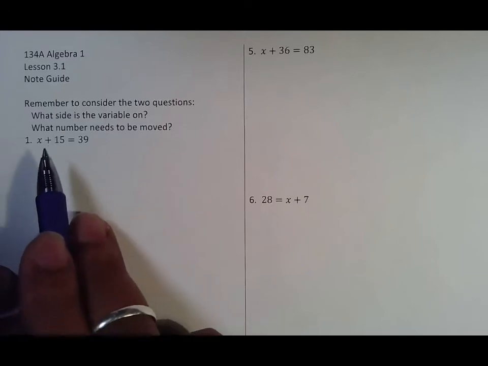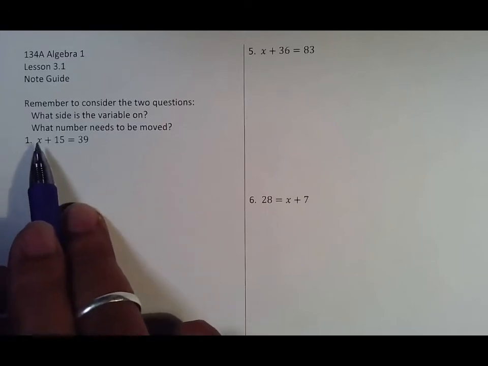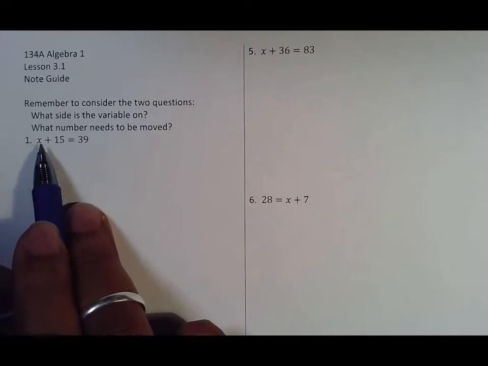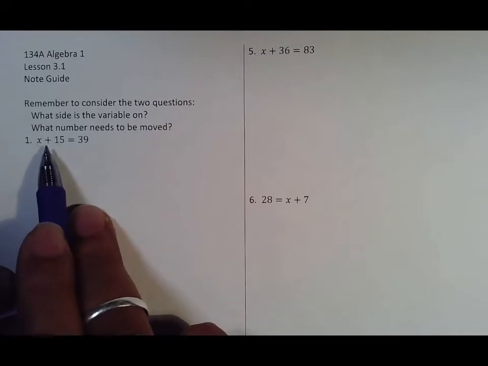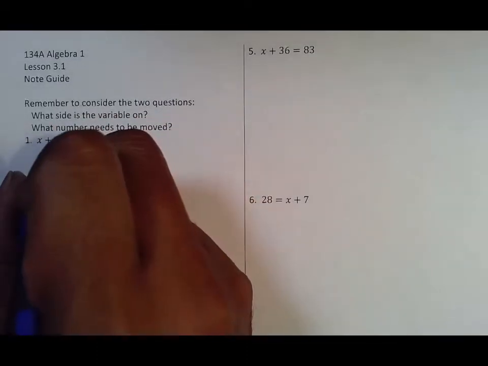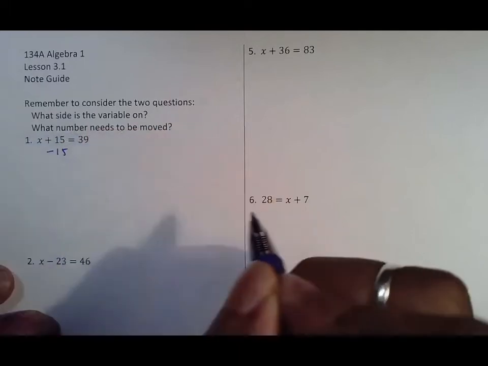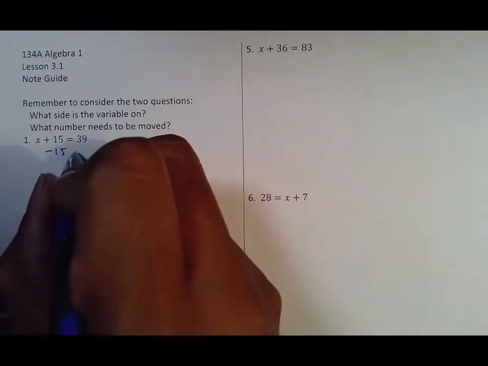The first thing we want to remember is that solving means I want to figure out what x is, so I need to get x alone. So I need to figure out what side x is on, which is the left side, and the number that's with x, which is a plus 15, needs to be moved. If you want to move plus 15, we use the inverse of plus 15, which is minus 15. But we have to do that on both sides.